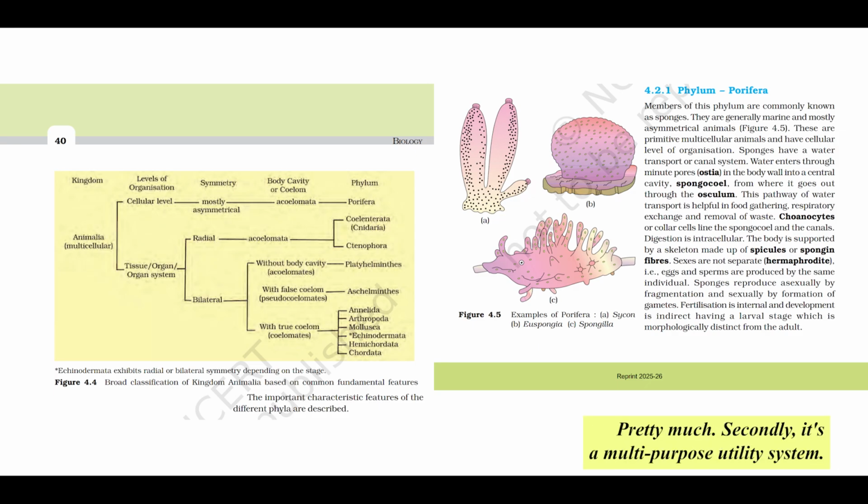Pretty much. Secondly, it's a multi-purpose utility system. Beyond nutrition, it ensures efficient respiratory exchange, getting oxygen in and CO2 out, and provides an effective mechanism for waste removal. Everything relies on that water flow. Lastly, it even plays a role in reproduction. Sperm released by one sponge can be carried by water currents into another for internal fertilization. The larvae are also dispersed by water currents. So this single, relatively simple system integrates multiple vital physiological functions.